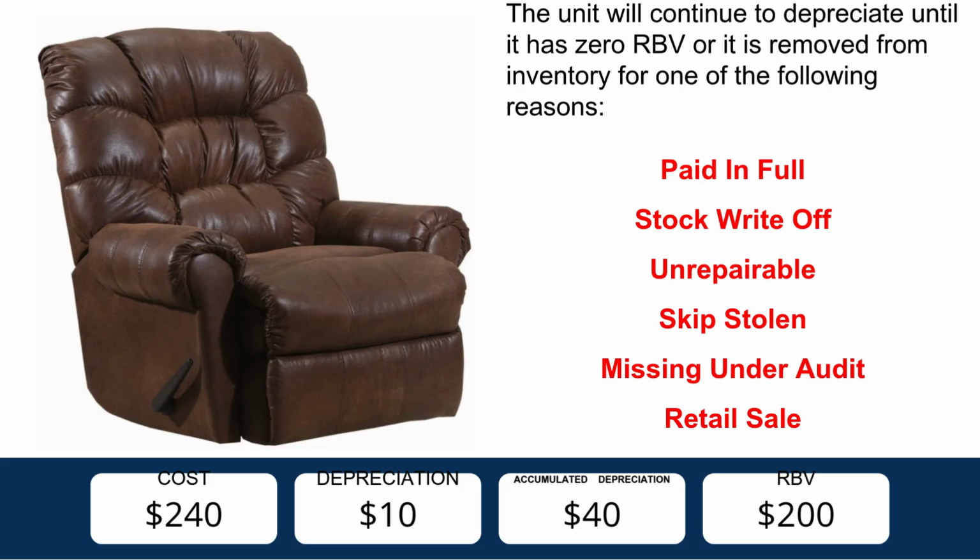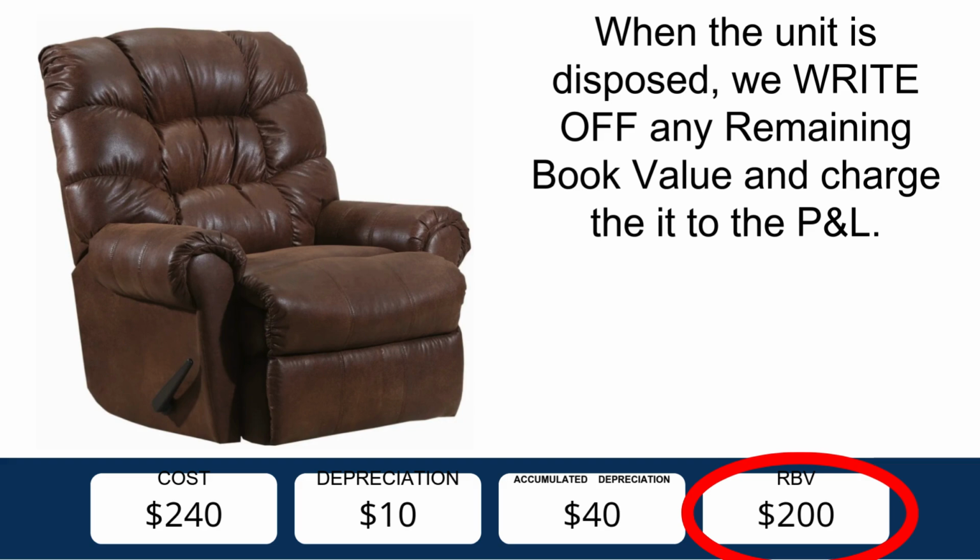The item could be removed from inventory because it was stolen by a rental customer. The item could be removed from inventory because it was missing under audit. And finally, the item could be removed from inventory because it was cashed out as a retail sale. When the unit is disposed, we write off any remaining book value and charge that amount to the P&L. If the recliner was paid in full, broken, stolen, sold, or missing, we would take the entire remaining book value of $200 on our cost of goods sold on the P&L.